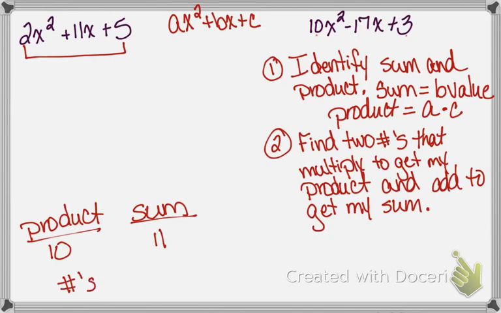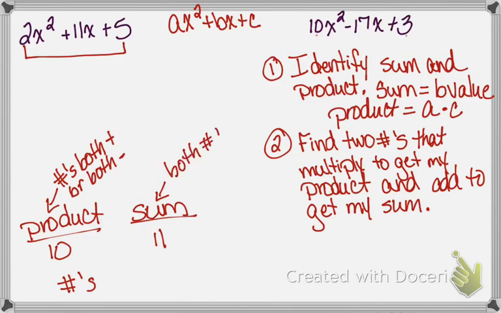So I am dealing with a product that's positive. Because my product is positive, my numbers are both positive or both negative. Okay? Because my sum is positive, that means both numbers are positive. Okay, so what 2 numbers multiplied together give me 10, added together give me 11? 1 and 10. Okay, so my numbers are 1 and 10.